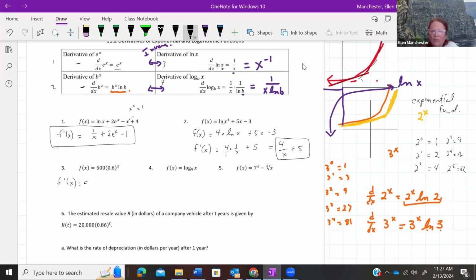Okay, so here we go. The 500 just comes along for the ride. And now my base is 0.6 raised to the x, so I'm going to repeat it. That's this part right here. And then times ln of 0.6. And I'm done. That's it. That's all I can do. Because there's an unknown, this x, I can't just multiply 500 times 0.6 because there's an x here. That means there's some number here and I don't know what it is yet. So if I don't know what it is, I can't do anything else to this.